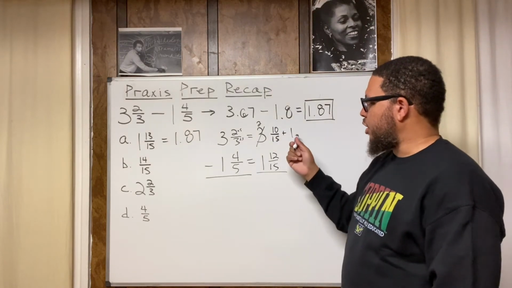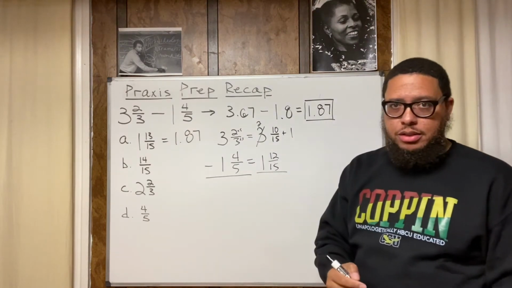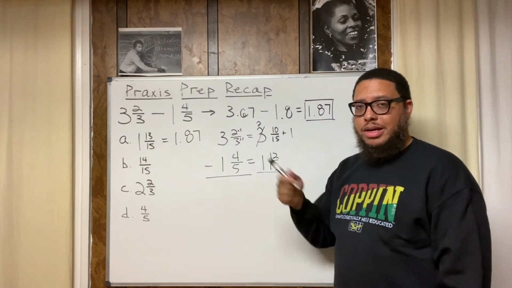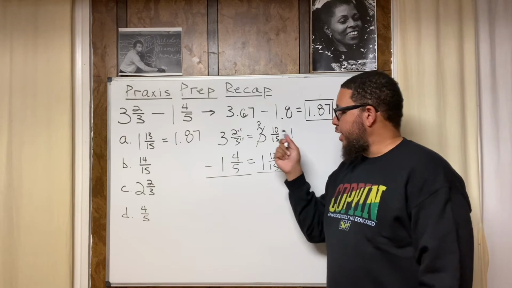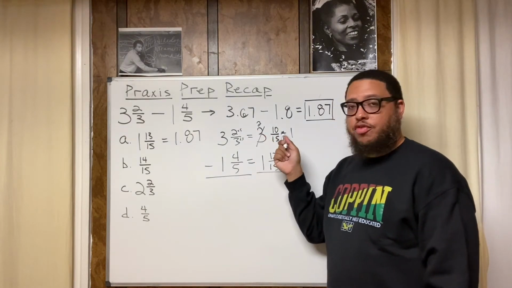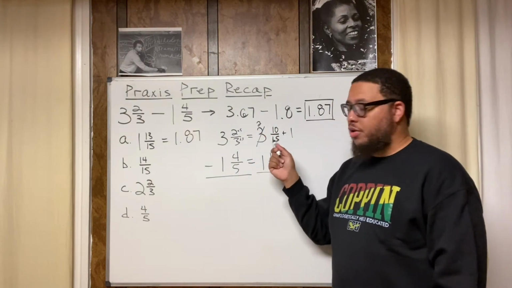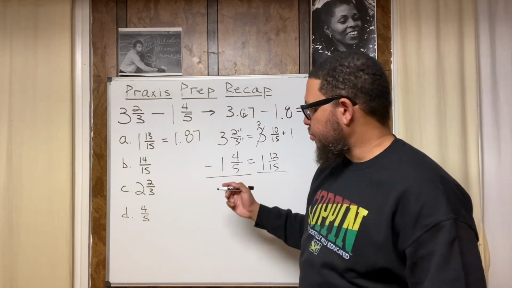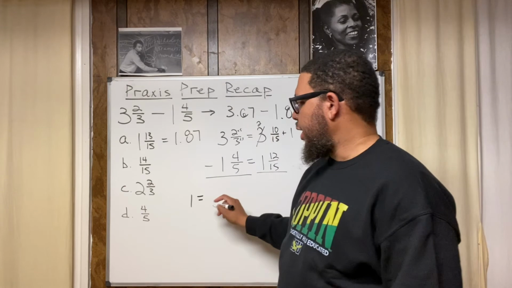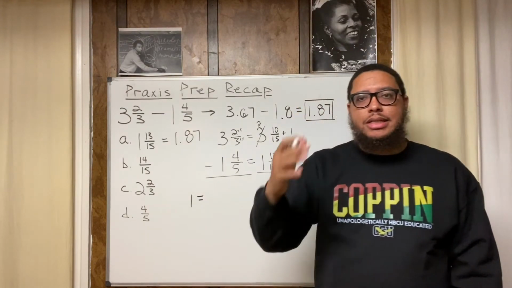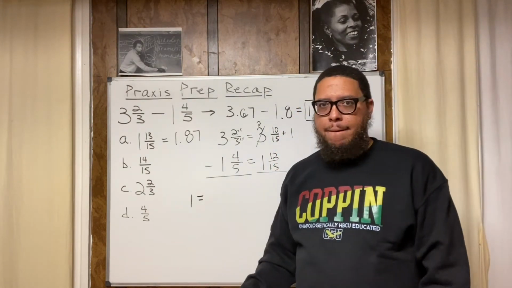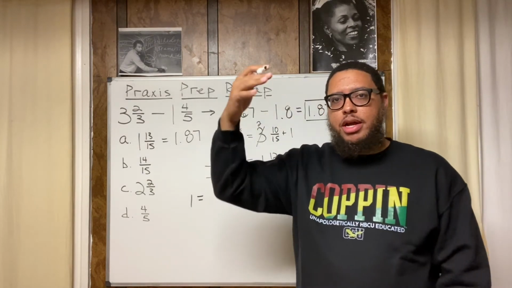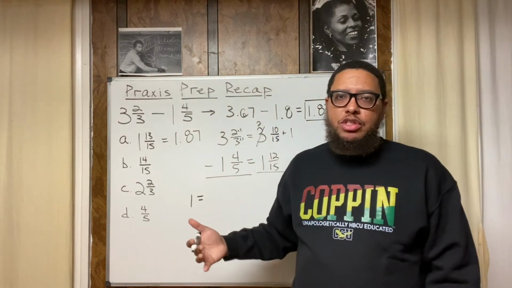What I want to do is convert 1 into a fraction that has a common denominator with 10/15. Again, I want to convert this 1 that I borrowed from 3 into a fraction that has a common denominator of 15. Something I know about the number 1 is that 1 is equal to any fraction that's got the same numerator and denominator, meaning 1 is the same thing as 4 out of 4.